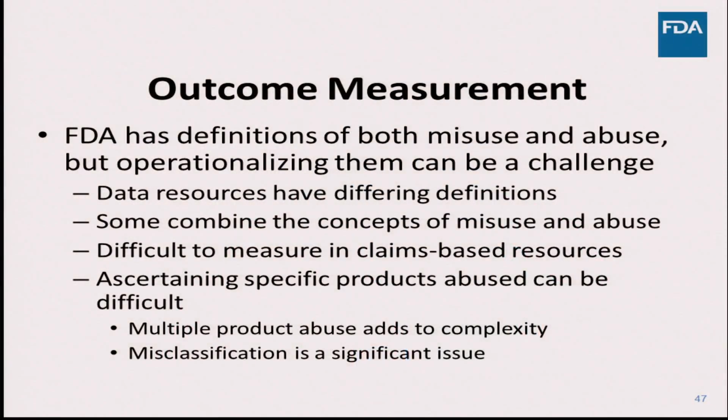Now, while FDA has definitions of misuse and abuse, as Dr. Gottlieb described, operationalizing those definitions in a specific data source can be a challenge. Many of the data resources have differing definitions. Some combine the concepts of misuse and abuse, and these are just not amenable to medical terminology coding, so that can be difficult to measure in claims-based data resources. And often ascertaining a specific brand or formulation can be difficult or impossible because it's unknown or the information is just not recorded on a regular basis.